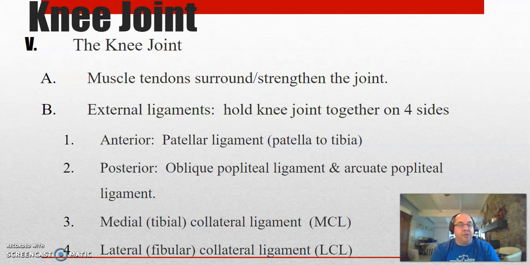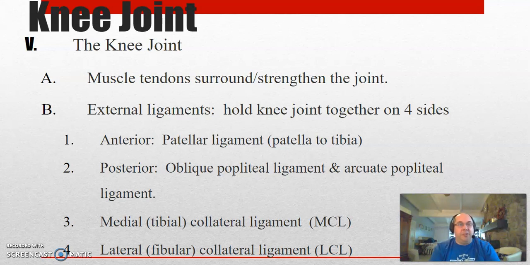On the medial side, of course, we have the MCL, and that's where we get its name from, medial collateral ligament. And it is connecting your tibia to the femur. So that's just like a little band of tissue that holds the inside of the knee together. And on the outside, we have the lateral or fibular collateral ligament, known as the LCL. And that connects the femur onto the fibula.